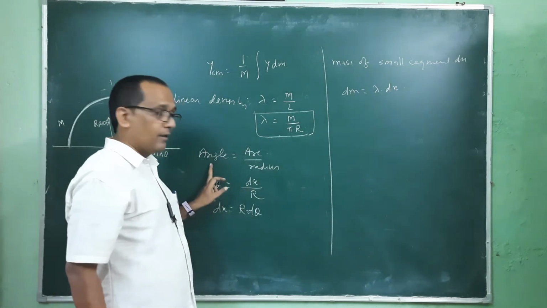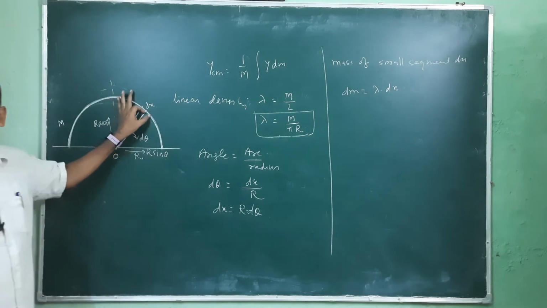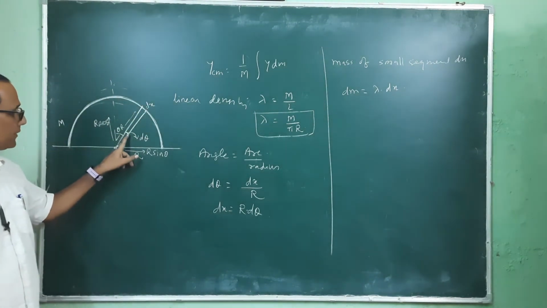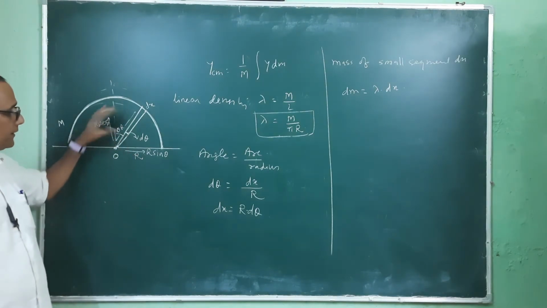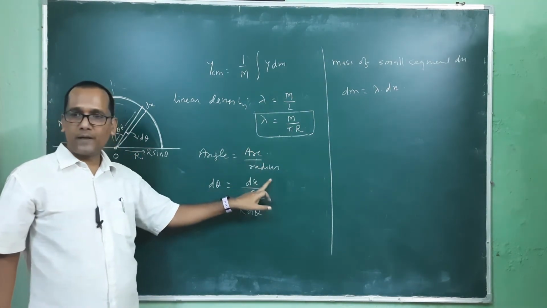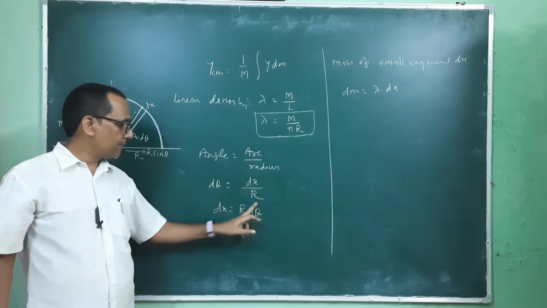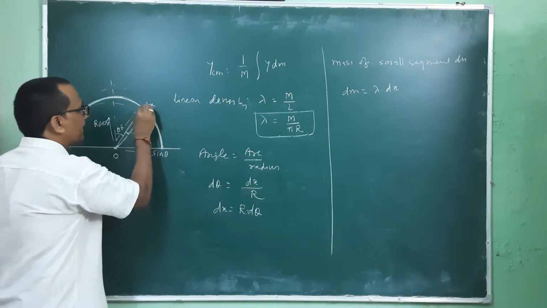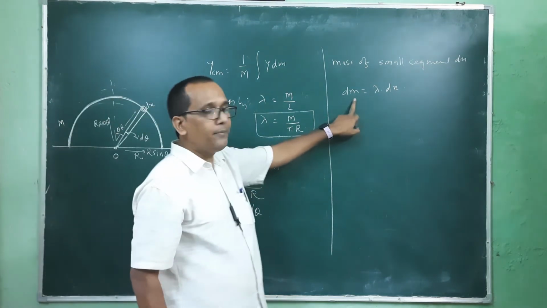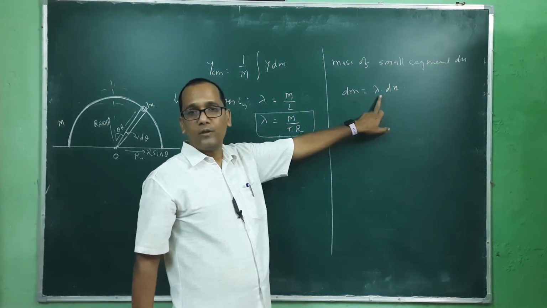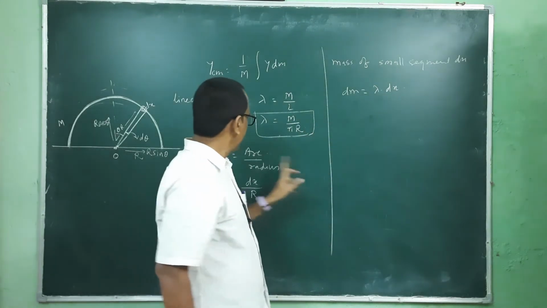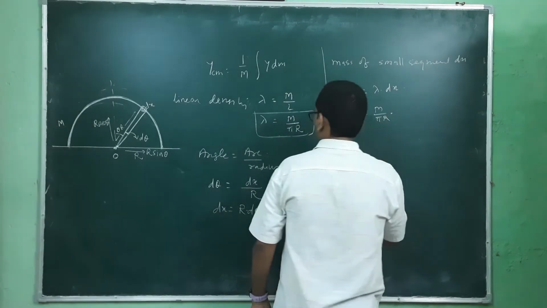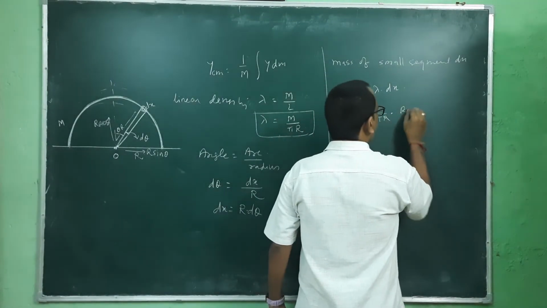And then we have to calculate this dx. In order to calculate dx, we have taken this small angle d theta, and the radius is here. So angle is equal to arc upon radius. So d theta is equal to dx by r, and we have dx equal to r d theta. So the mass of this part, dm, is equal to density multiplied by dx, and the density is here. So this is m upon pi r multiplied by r d theta.